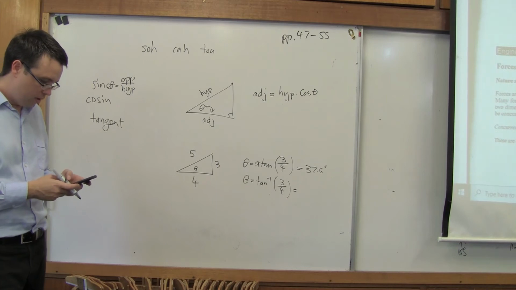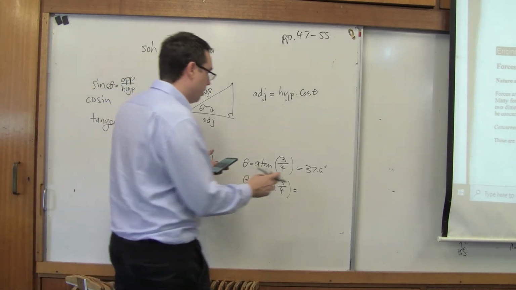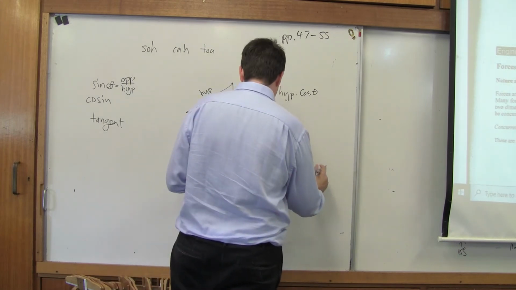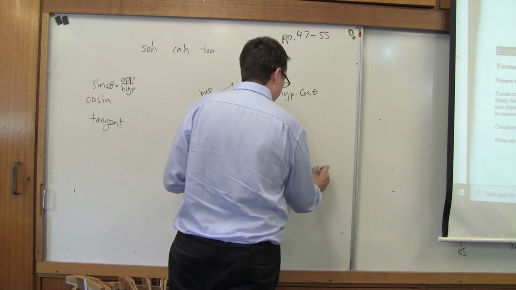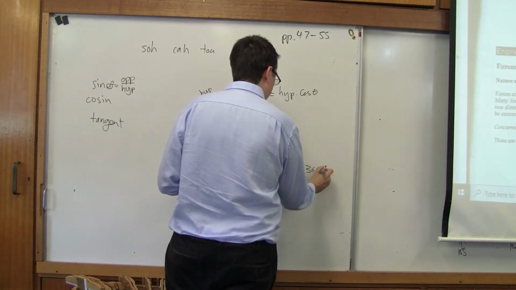Sorry, what I'm doing is arctan, or the inverse tan button, and then putting in brackets 3 divided by 4, and it gives me 36, it's close, but not right. 36.8. Took a guess, but I was wrong.